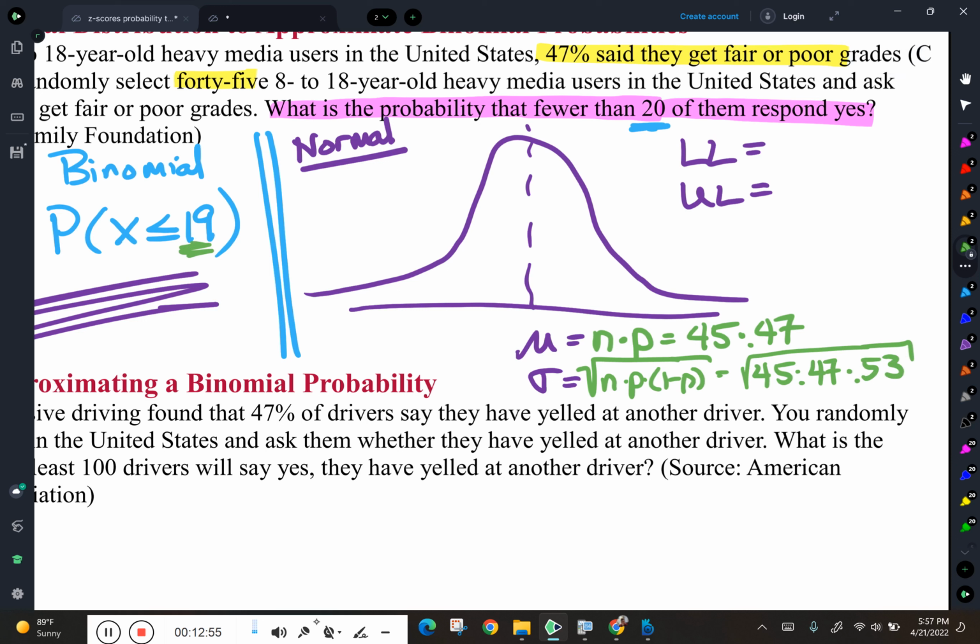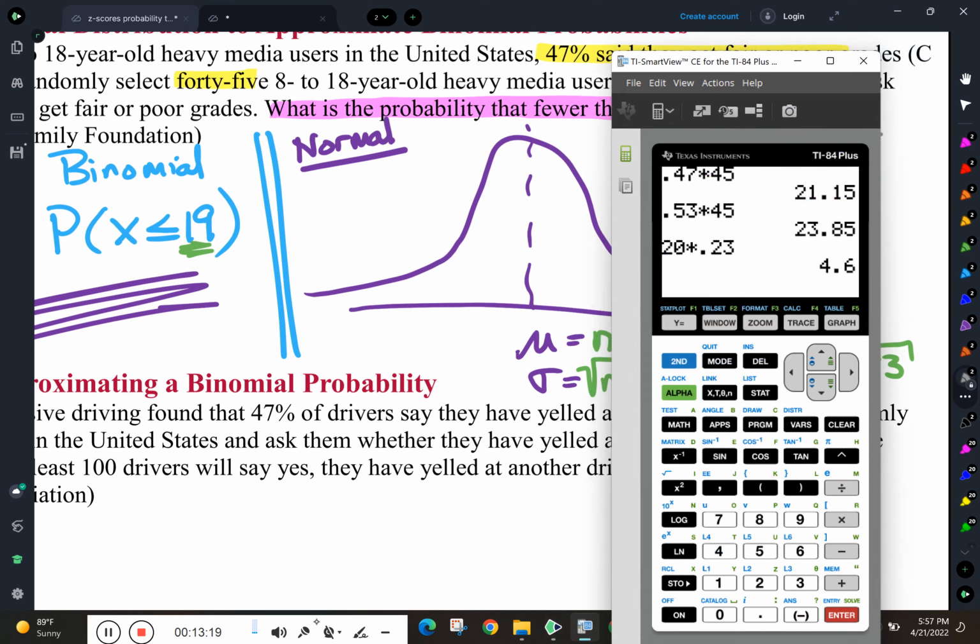So my upper limit is going to be 19.5. And where'd that 0.5 come from? Continuity correction that we just talked about. So that 19 turns into 19.5. I don't have a lower limit, but that's okay, because I've done lots of problems with normals where I didn't have a lower limit or an upper limit. I'm just going to use a negative big number to make it work.